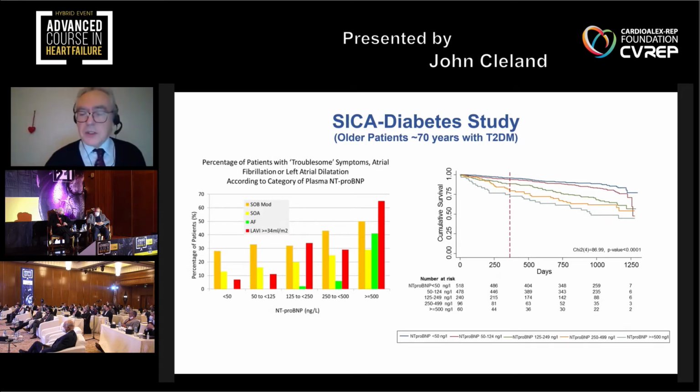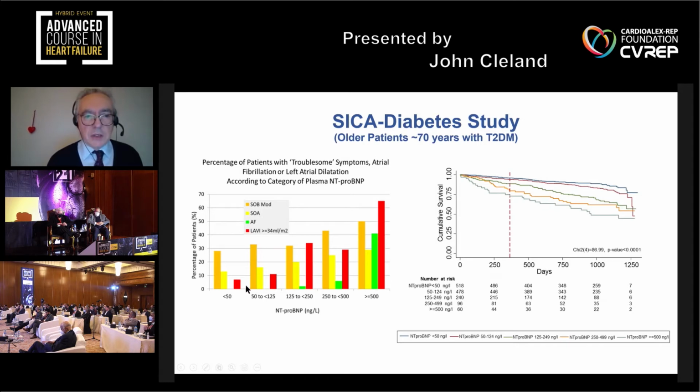We've done a similar study in the UK called the SECA study. This is combining natriuretic peptides and echo imaging. You can see that, first of all, many of these elderly patients, age 70, with long-standing type 2 diabetes, all had type 2 diabetes for at least 5 years. The majority of these patients really didn't have an elevated natriuretic peptide. They had a good prognosis, the top 2 bars here.